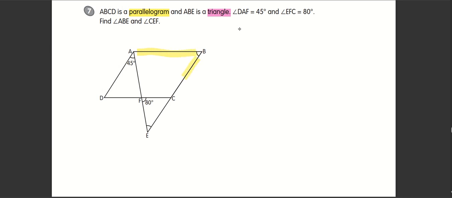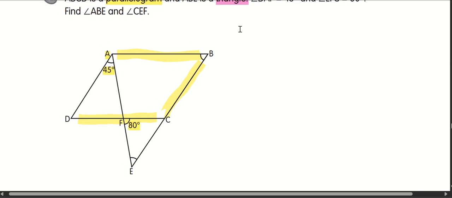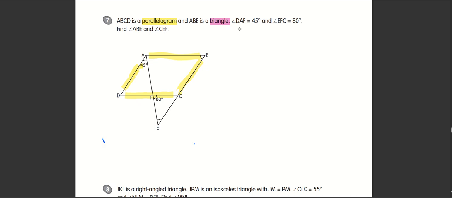ABCD. If you can identify the clues given in the question first and foremost, that's the first step to being able to solve the question. Okay, so that's the first one. That's a parallelogram. So here the first property will be parallelogram. Let me write it for short. Yeah, parallelogram.